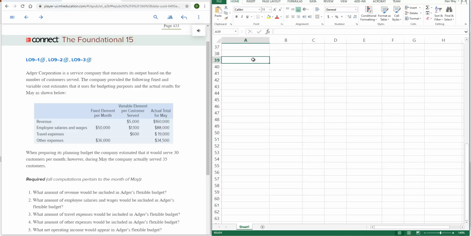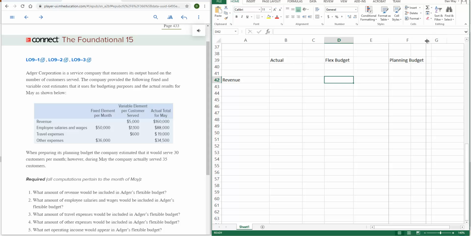So thinking about our overall performance reports that incorporated both our flex and planning budgets and then our actual results, I'm going to lay out those column by column. So here's our actual results, here's our flex budget, and then here's our planning budget over here on the side. So I'm going to leave a little room in case we want to add some notes here. Let's think about our revenue first. So the first question asks us specifically for the flex budget here, so I'll do that one first.